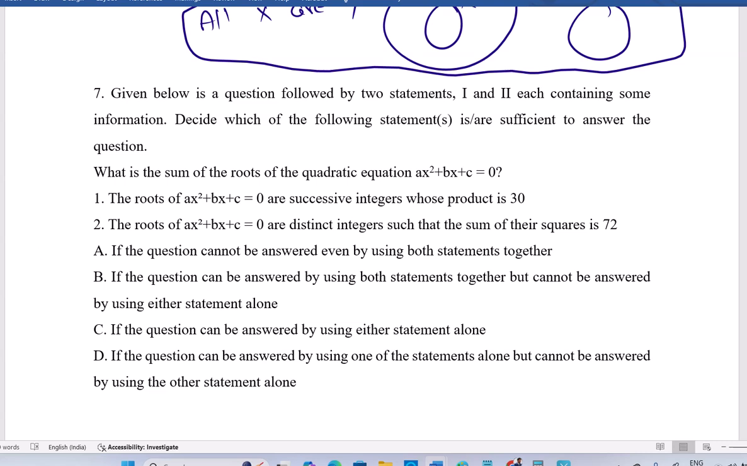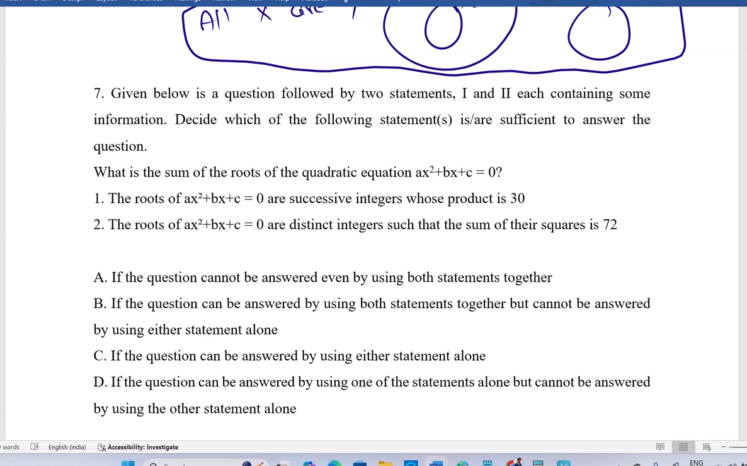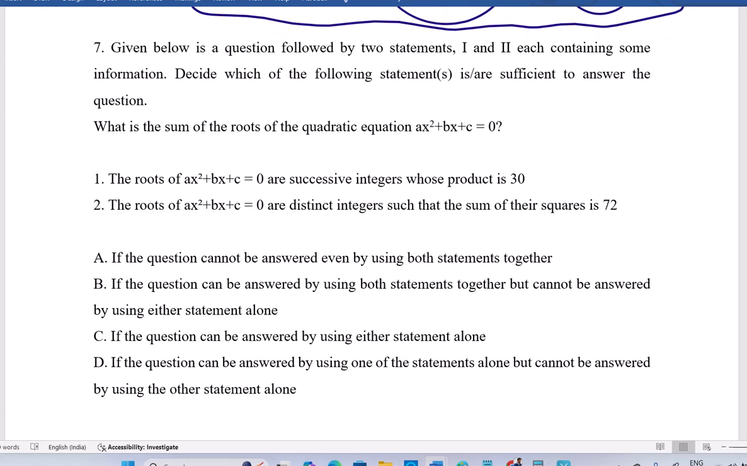Now, data sufficiency. I think by this time you people are getting the clarity, right? So what is the requirement? The sum of the roots you want. The roots are successive integers whose product is 30, meaning 5 and 6, or minus 5 and minus 6 also. Then the sum of the roots cannot be found with statement 1 alone. Statement 1 alone you cannot decide.